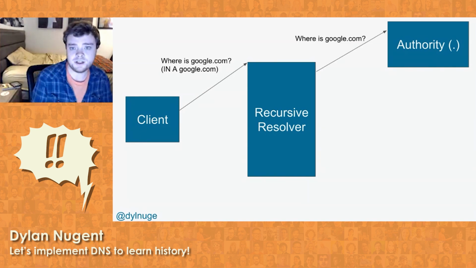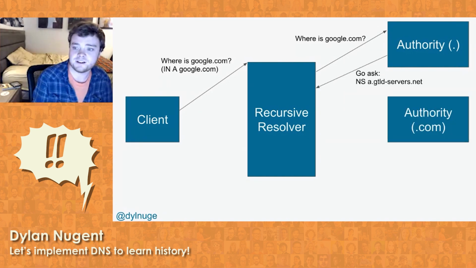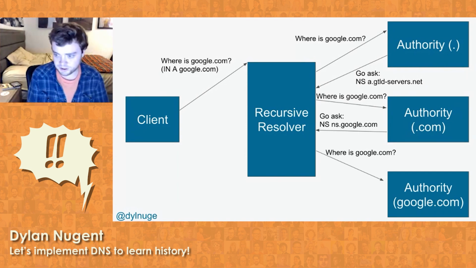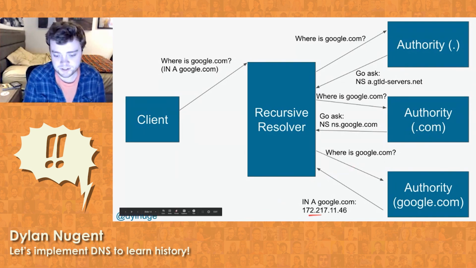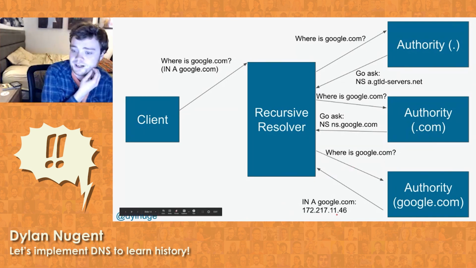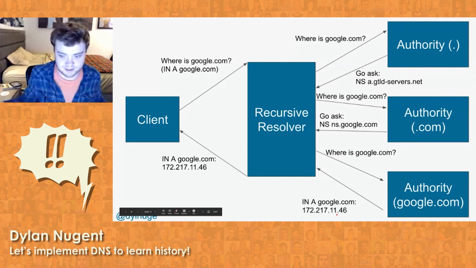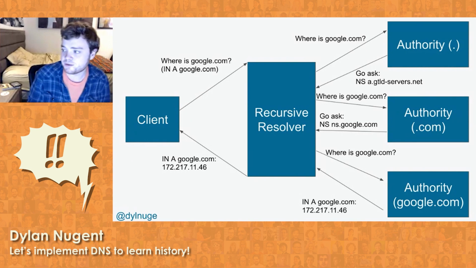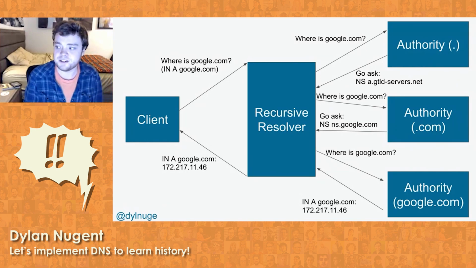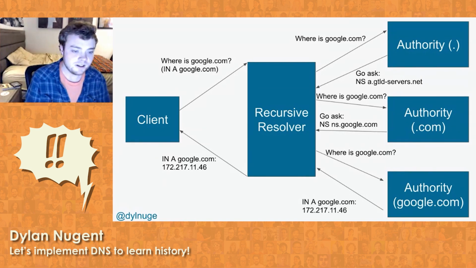The root authority won't know where google.com is necessarily, but it will know who controls .com. And eventually, through a series of requests, we'll get to an authority that actually knows for sure where google.com is. In this case, we've got an IP address for google.com, or possibly we'll get a "that domain doesn't exist" if the authority is 100% certain that the domain does not exist, because it controls that realm and there's no such domain inside of it.